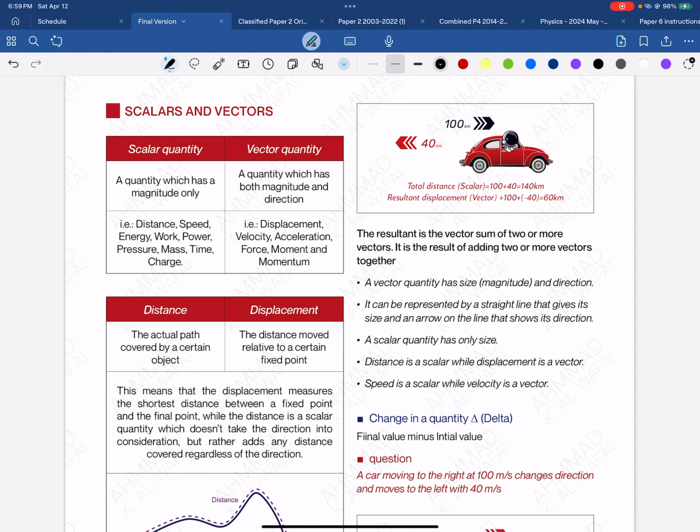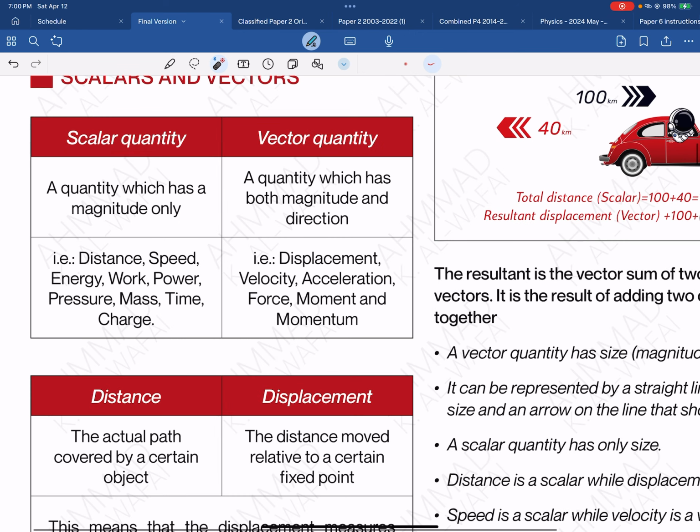Okay, so now we're going to talk about scalars and vectors. This is very important to understand for the rest of the lessons. Now, a scalar quantity is a quantity with only a magnitude, which means a value. Okay, so only what? Only a value or a magnitude. But a vector quantity is a quantity with both magnitude and direction.